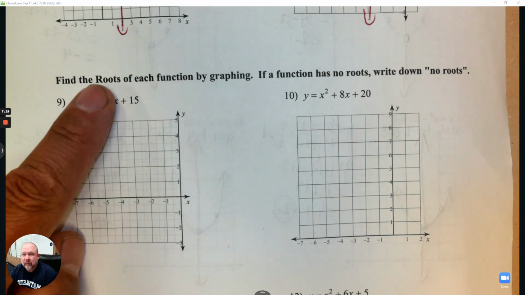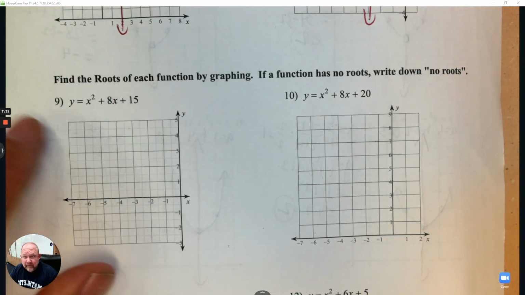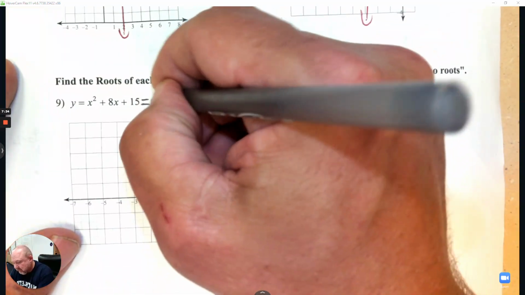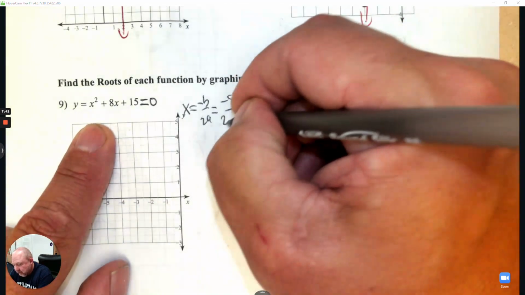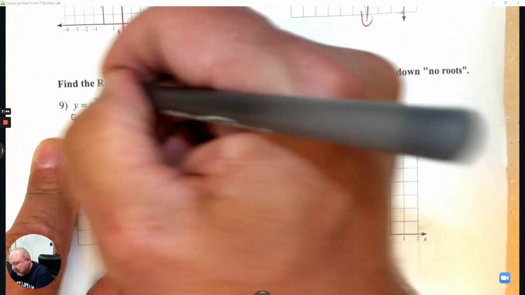All right, next we're going to find the roots, which means we're going to solve this equation. In essence, we're making this equal to 0 and solving by graphing. We're going to start with -b over 2a. That's -8 over 2 times 1. Sorry, we should write down this and this.